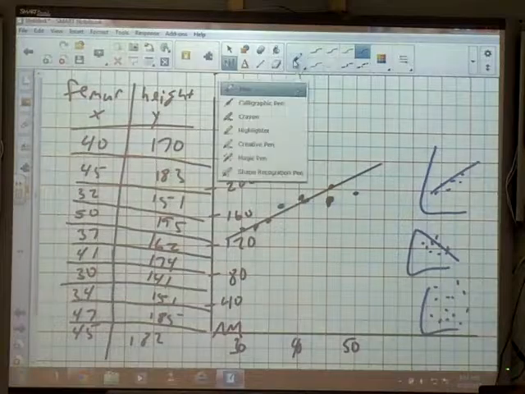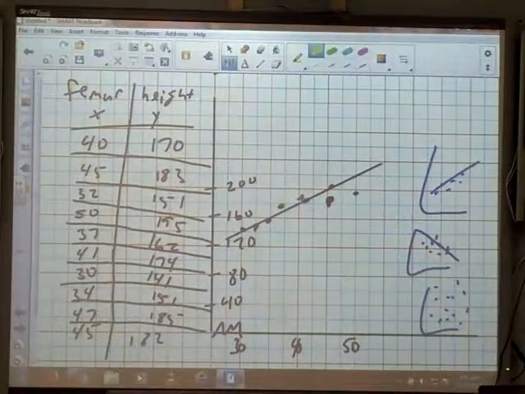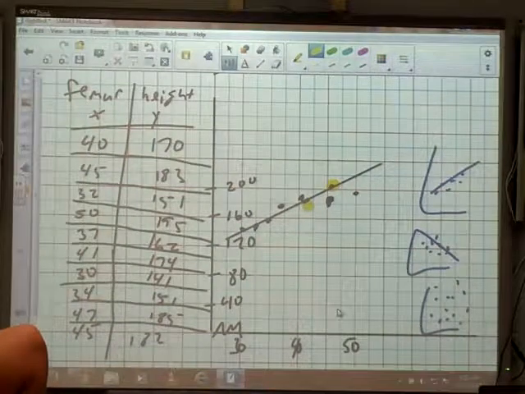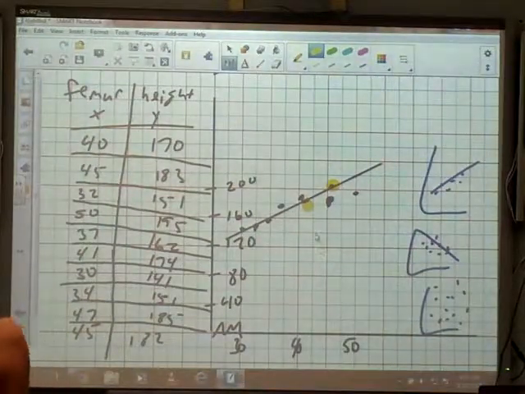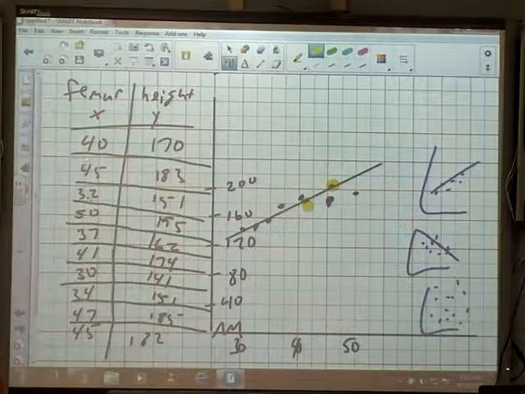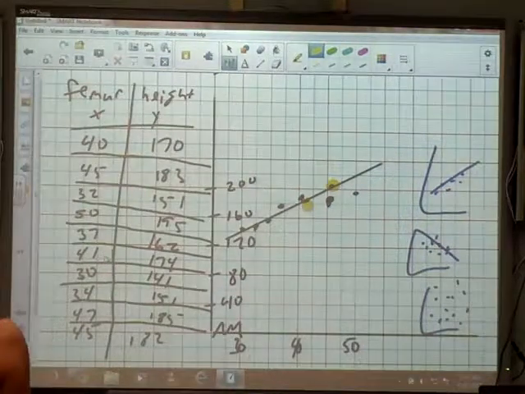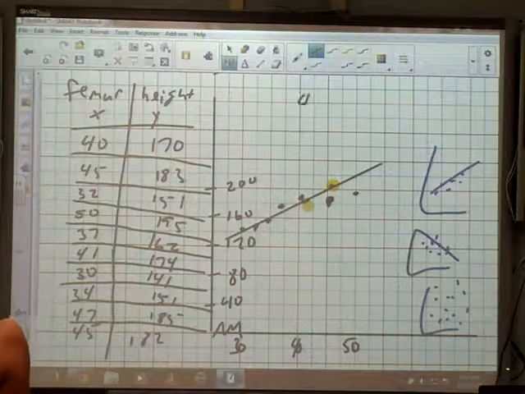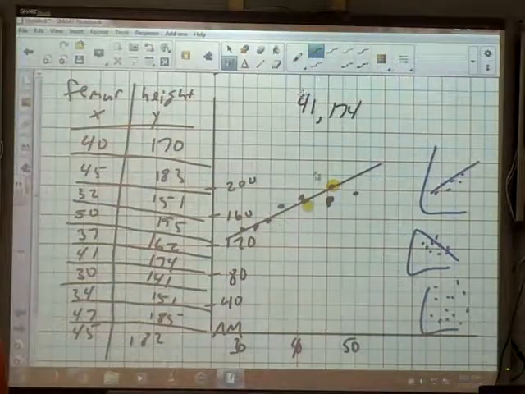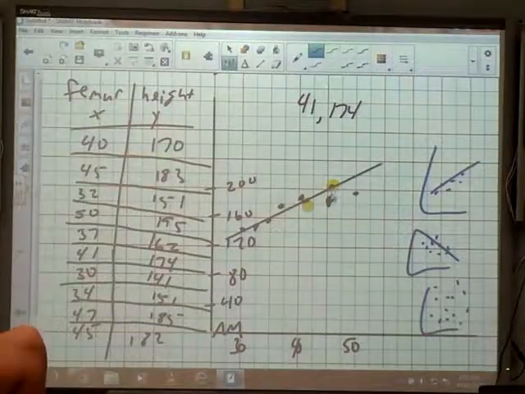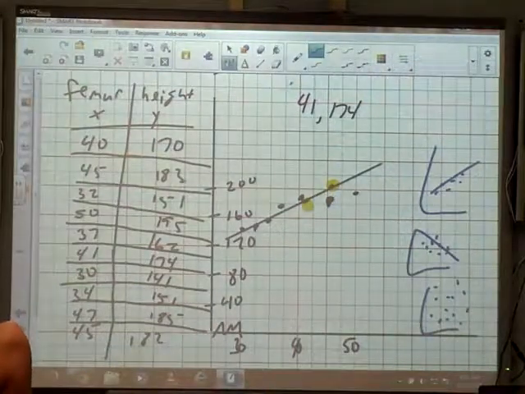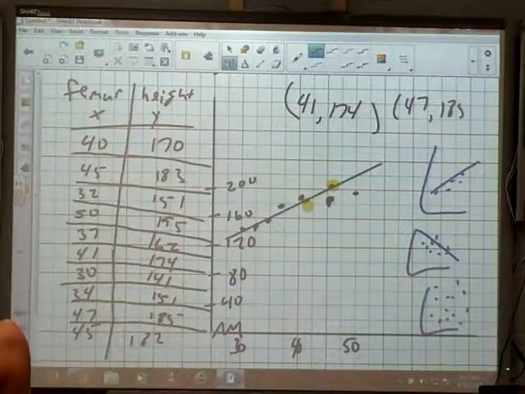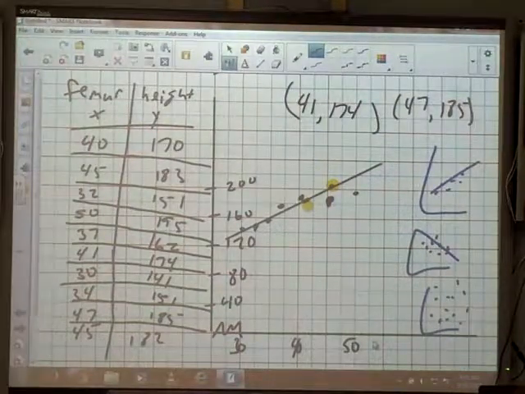Okay, I like that one and that one. Those are kind of right on my line. That one's a little bit more than 40. Maybe that's my 41 one, you think? Okay, so I'm going to say 41 and 174. And then this one is a little bit past 45. So maybe that's my 47 one. 47 was 185. And I would use those 2 points to find my slope.